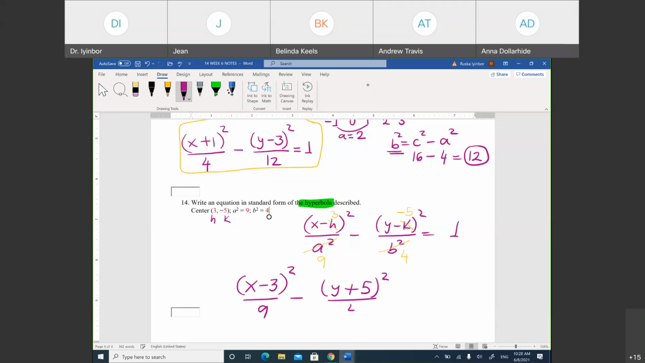Now make sure when you put this in your WebAssign, make sure you put the parentheses and then the square. So make sure it looks exactly like this. Okay, so this is the answer. Now let me know if you guys have any questions here.